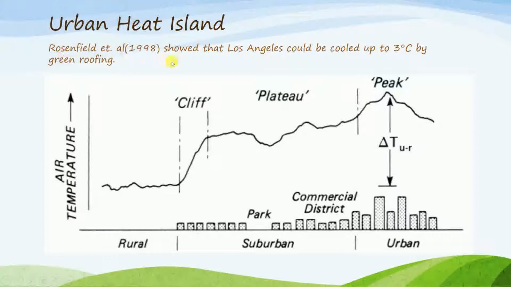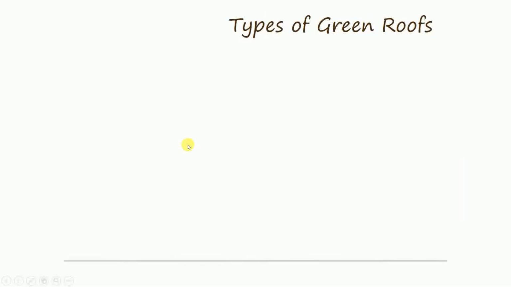And these researchers show that Los Angeles could be cooled up to 3 degrees Celsius by green roofing. I mean, in the cities, if you make green buildings, all of the green buildings, then it will reduce around 3 degrees Celsius. So it's definitely a beneficial thing.